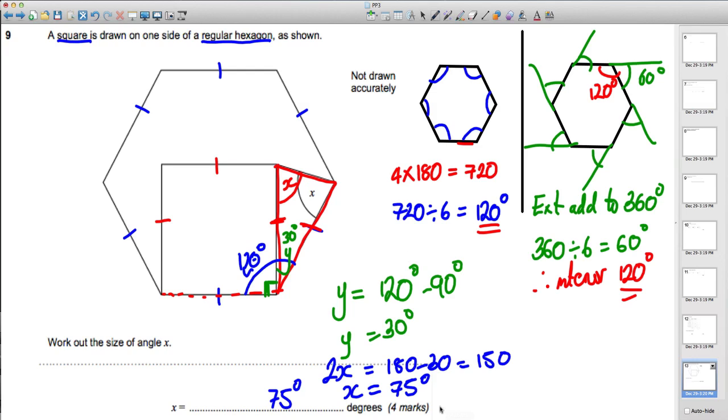Now, to get the full marks here, show your working of the interior, label the interior, call this angle here something else like y, show how you get y by taking the interior of the hexagon, subtracting 90, and then show how you get the x using the fact that it's isosceles. You may even state isosceles there, just to show the examiner what you're doing.